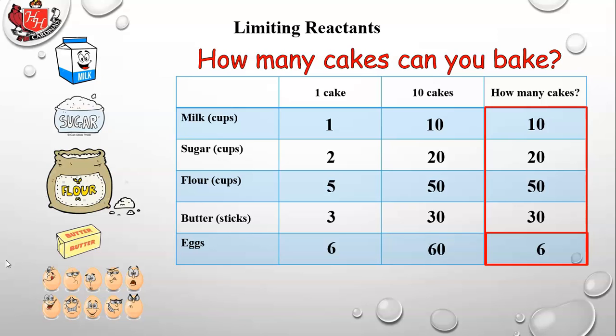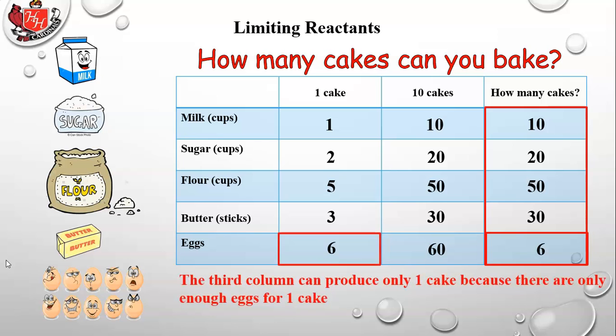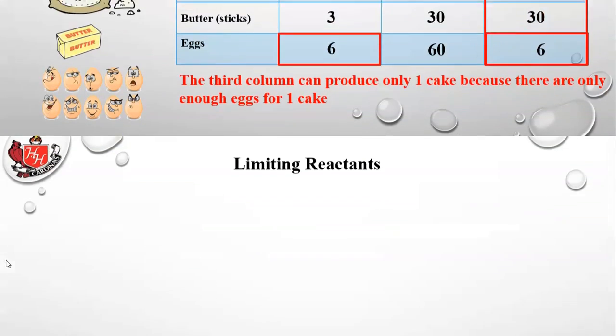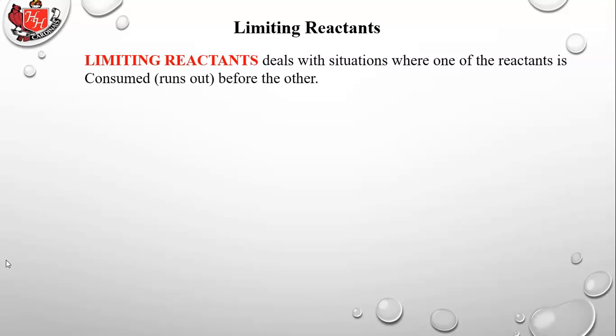In this case, eggs are what's called a limiting ingredient. Or in chemistry, we're going to call it a limiting reactant. It's the thing that runs out first. So the third column can produce only 1 cake because there are only enough eggs for 1 cake. So limiting reactants deal with situations where one of the reactants is consumed, runs out, before the other.